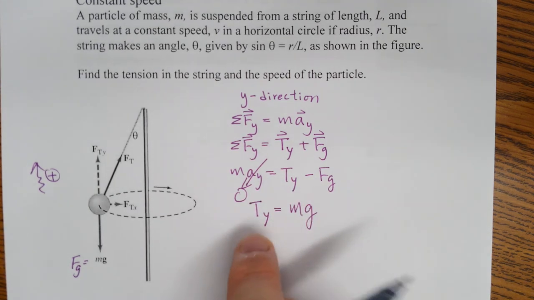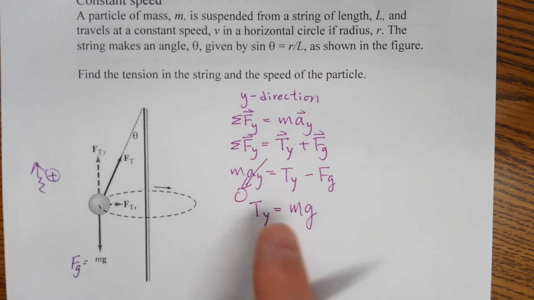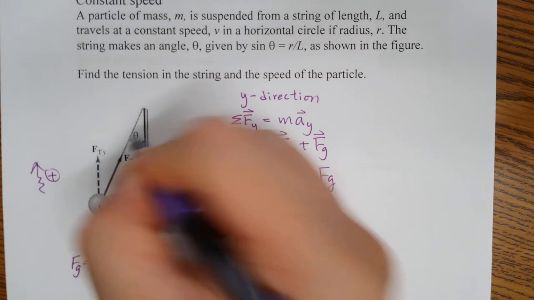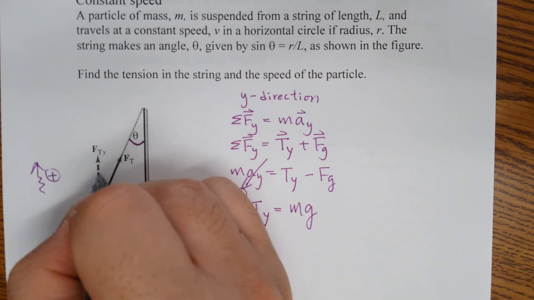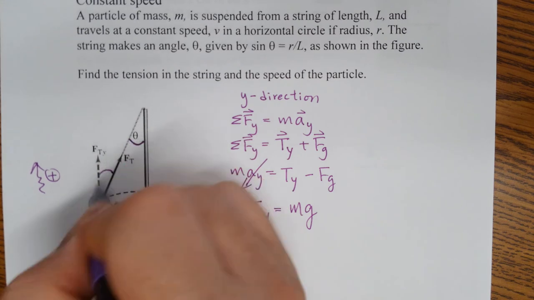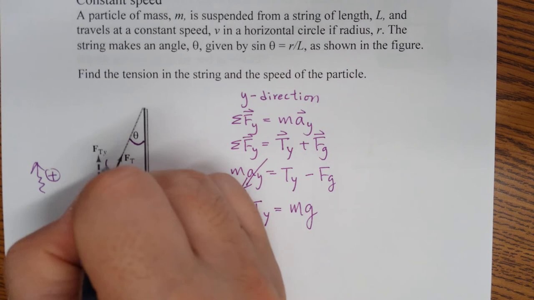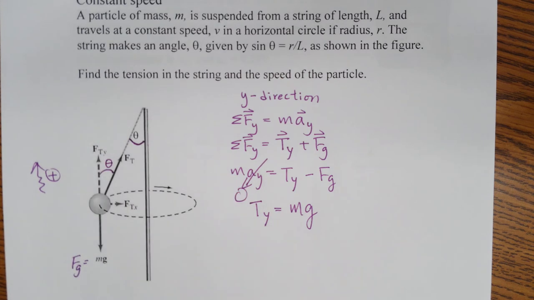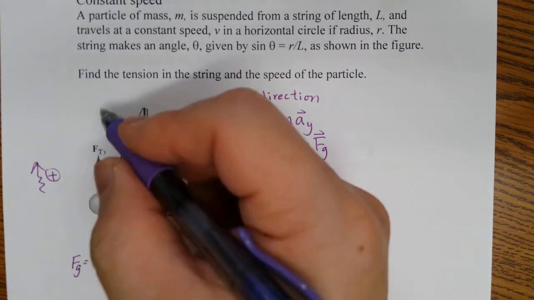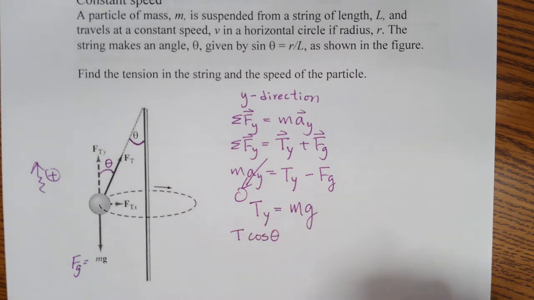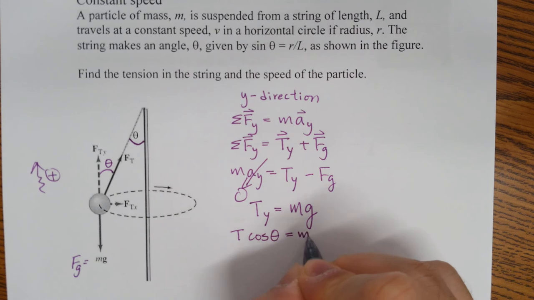But what is my tension y in terms of tension? Well, it looks like this angle theta right here and this angle theta, alternate interior angles are congruent. So this angle is also theta. So that looks like cosine. So T_y is equal to T cosine theta, and that is equal to mg.